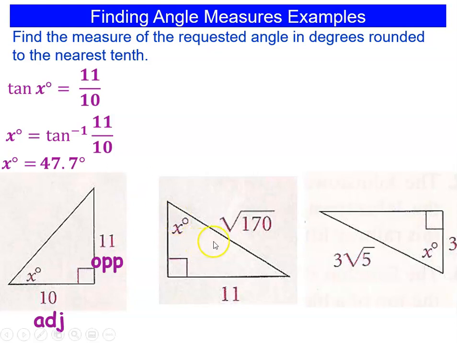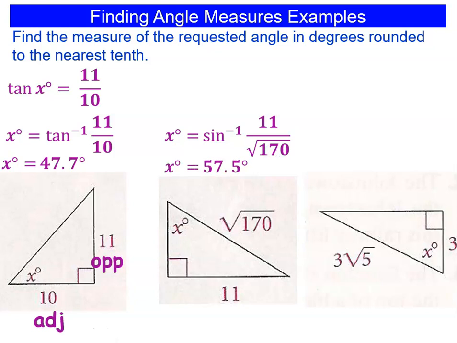All right, the second one, I have an x again, angle measure I'm missing. I want to find it. From that x, I know I have the hypotenuse of the triangle and the opposite side. So OH, so I'll use sine. So x is the inverse sine of that ratio, opposite over hypotenuse. Plug it in and you get 57.5 degrees.